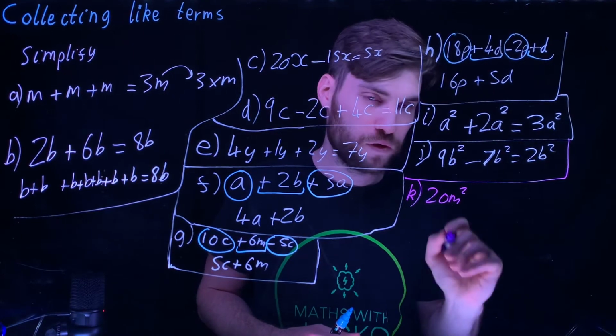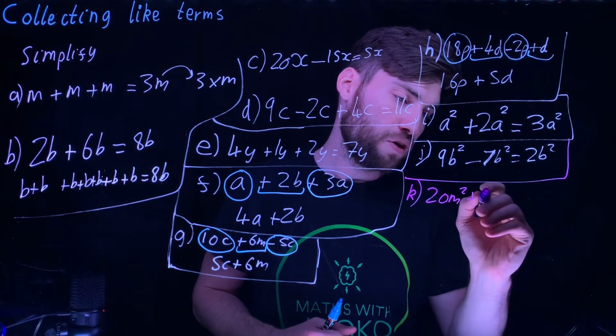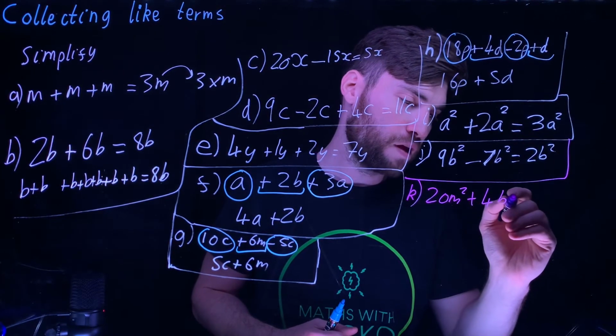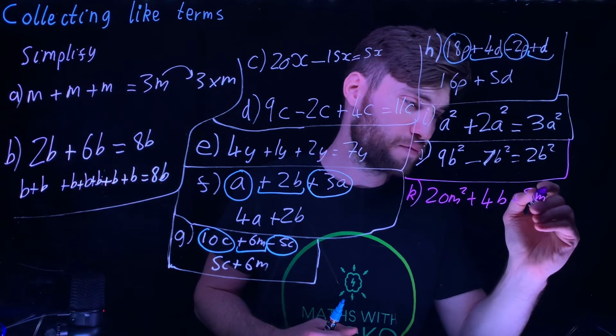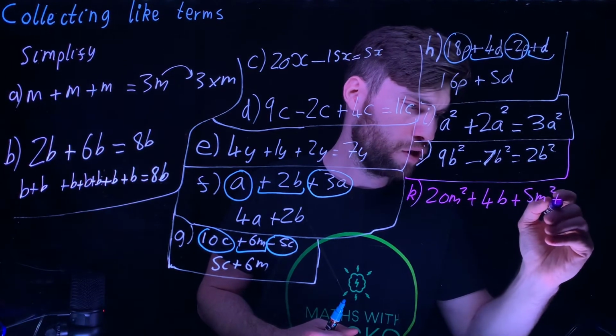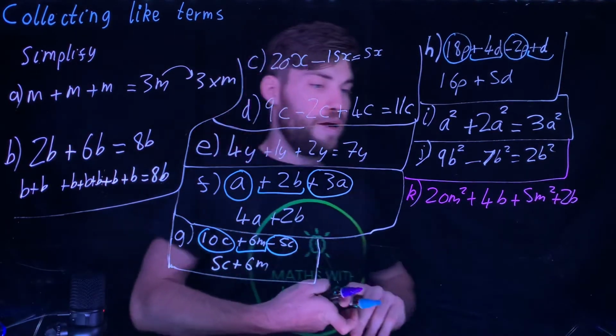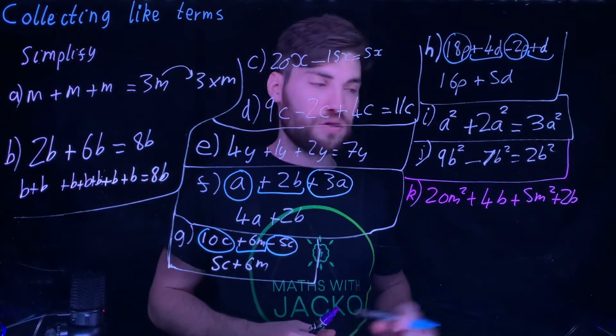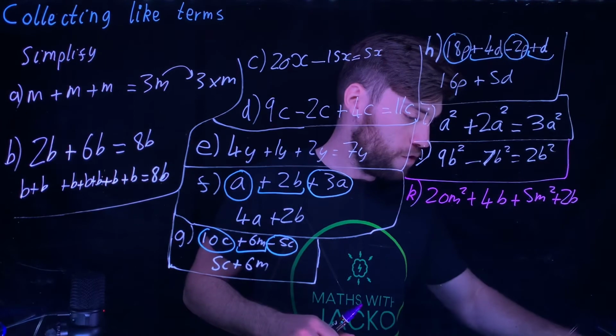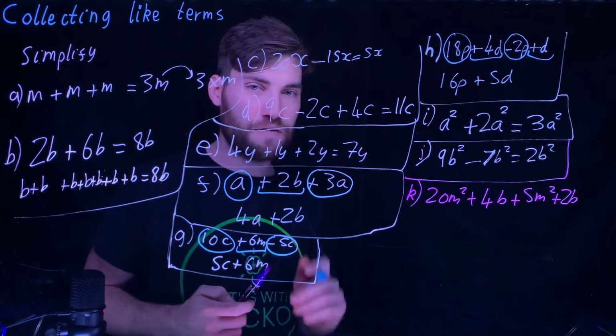20m squared plus 4b plus 5m squared plus 2b. Oh, here we go. This will sort people out now. Straight out who's been following. Right, pause it. Have a go.